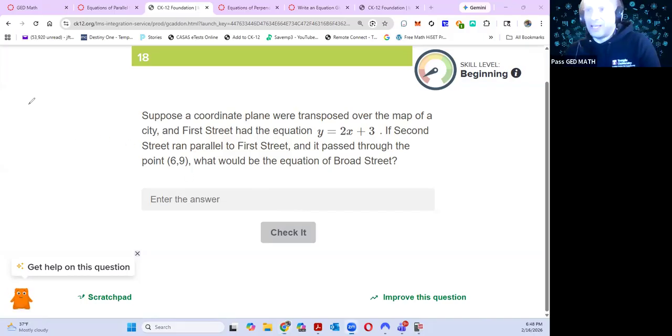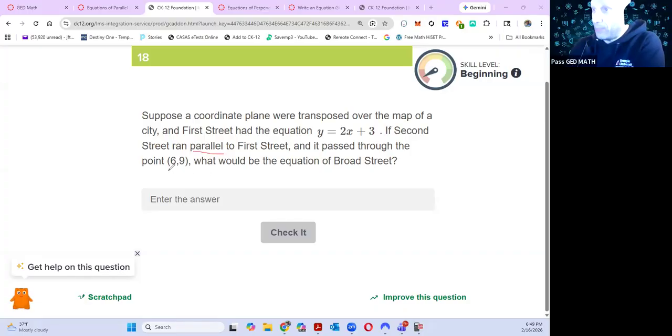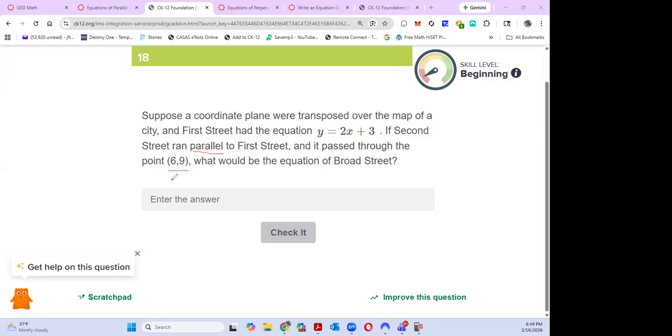Identify your givens. Identify what you know. Tell me what we know from this word problem. It's parallel. You got a point. When you get a point, what does it tell you? X and Y.